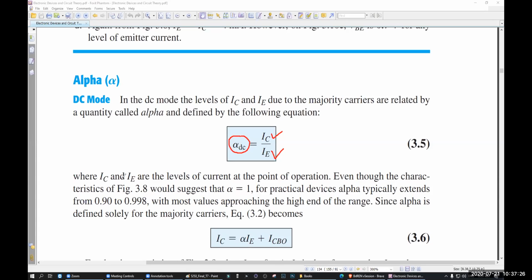Hello? IC? IC, sir. No. IC plus IB. Oh. That is equal to IE, right? So which one is bigger?